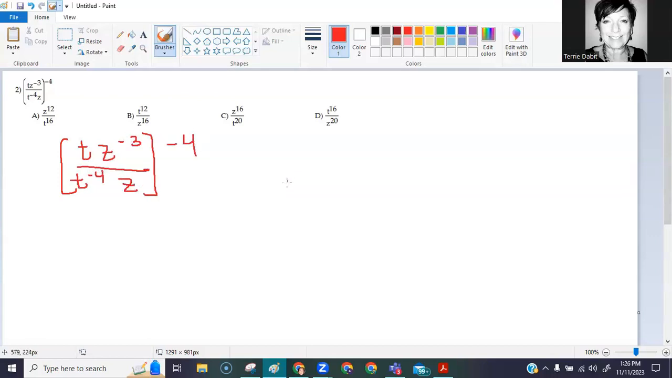Okay, I've rewritten the problem bigger so that we can see it. The first thing that I'm going to do is the power rule because I want to get that negative 4 on the outside out of there first. You could do the inside first and then take all of that to the negative fourth power. Me personally, I just like to drop my power rules first. Power rule says to multiply. So if we multiply, we will end up with the following.